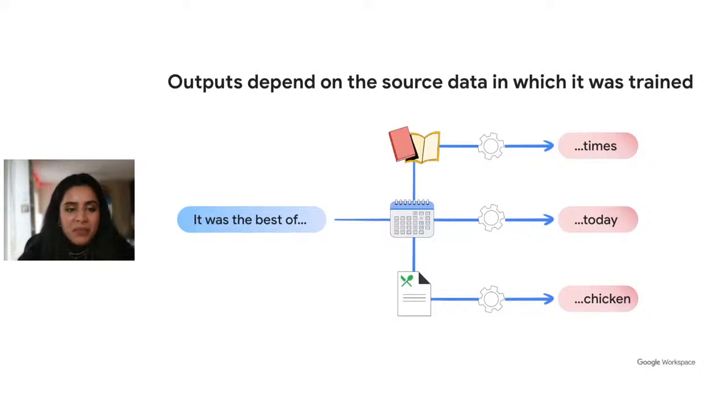So, we're making it simple. If the LLM was trained on the data from all the books in this world, it might predict a word such as "times", which makes it "it was the best of times." And if the model was trained on calendar data, it might pick a word like "today", which completes the whole sentence as "it was the best of today." Or if the model is trained on the whole restaurant recipe or menu data, then it could pick a word like "chicken" and it could complete the sentence as "it was the best of chicken."